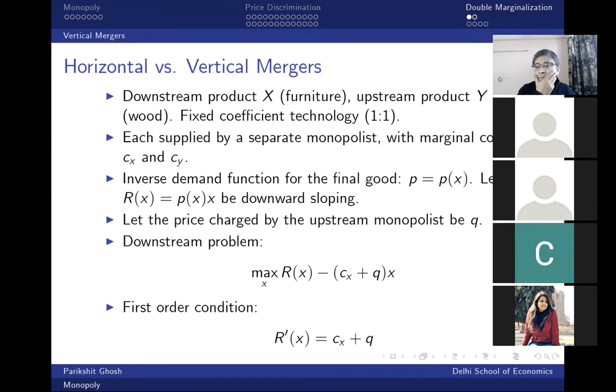Okay, let's move on to one or two remaining issues on monopoly. So the next thing I'll talk about is horizontal versus vertical mergers.